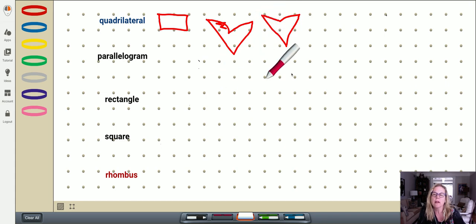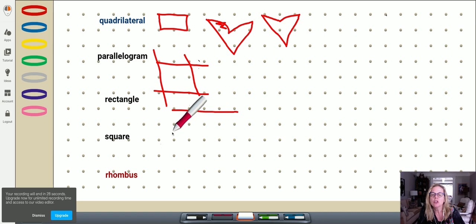There's a quadrilateral. A parallelogram has to have two sets of parallel lines. So I can go this way, and I've created a parallelogram. A rectangle has two sets of parallel lines, but it also has to have those right angles. Now, a square is more specific than a rectangle because all four sides have to be the equal length. And they all have to have that right angle in all four corners.